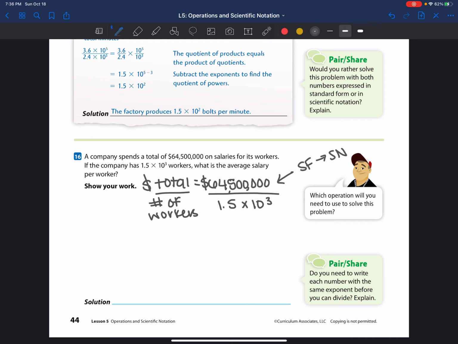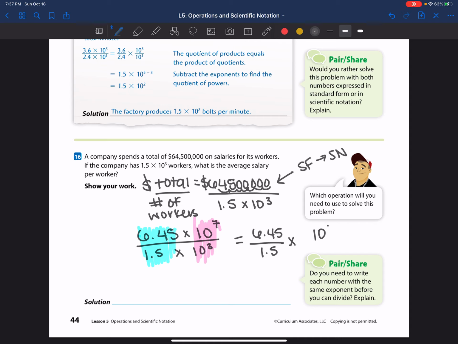Okay, so we should have 6.45 times 10 to the 1, 2, 3, 4, 5, 6, 7th power over 1.5 times 10 to the third. The same thing we've been doing is we've been breaking apart the coefficients and separating them from the powers of 10, and we're going to do the exact same thing here. So we'll do 6.45 divided by 1.5 times 10 to the 7th divided by 10 to the third.